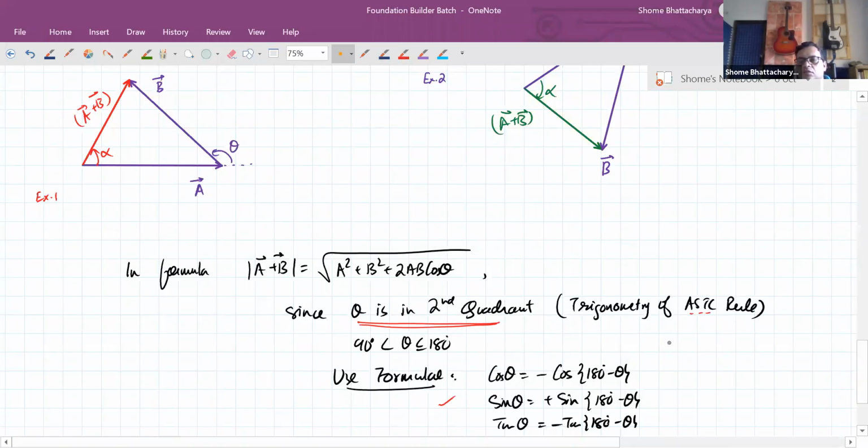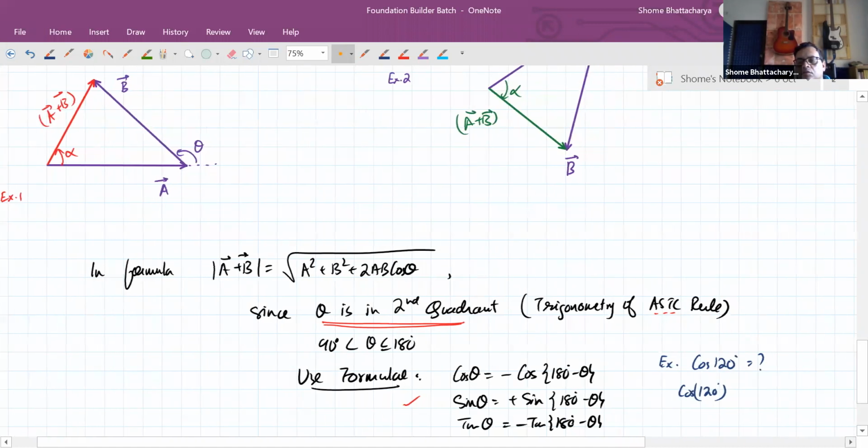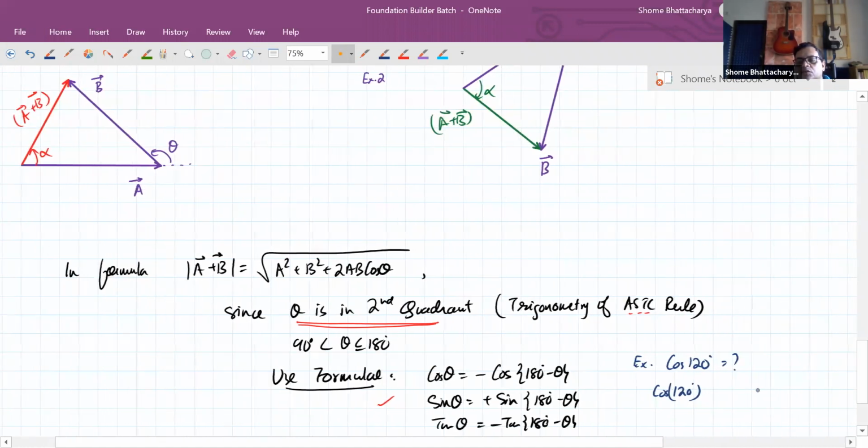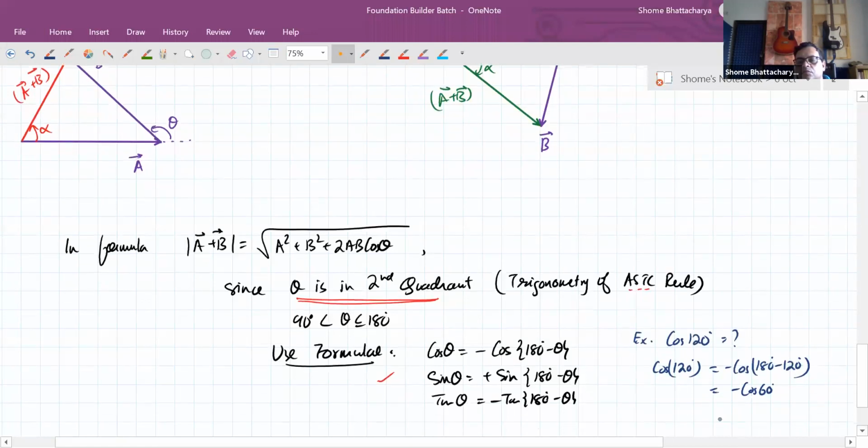So from the ASTC rule we use this set of formulae. For example, if I want to calculate cos of 120 degrees, I'll use this formula: cos 120 will become minus of cos of 180 minus 120. So it will become minus of cos 60. In other words, it will become minus half. So these formulae you need to memorize now. These are the formulae for the second quadrant.